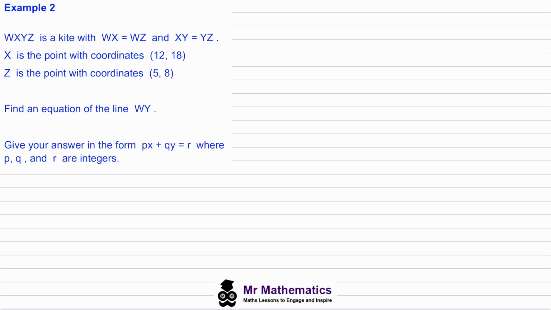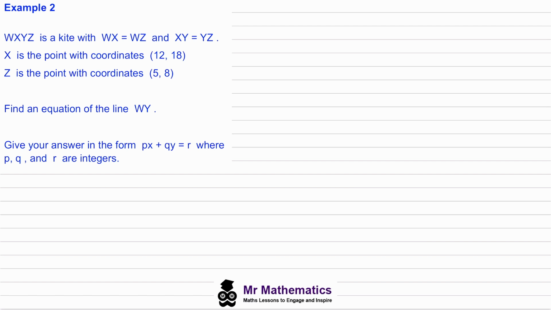Hi everybody, so this is my second video in the series on coordinate geometry with straight line graphs. In this example, we're told that WXYZ is a kite with WX equaling WZ and XY equaling YZ. We're told that X has the coordinates (12, 18) and Z has the coordinates (5, 8). We've been asked to work out the equation of the line WY.